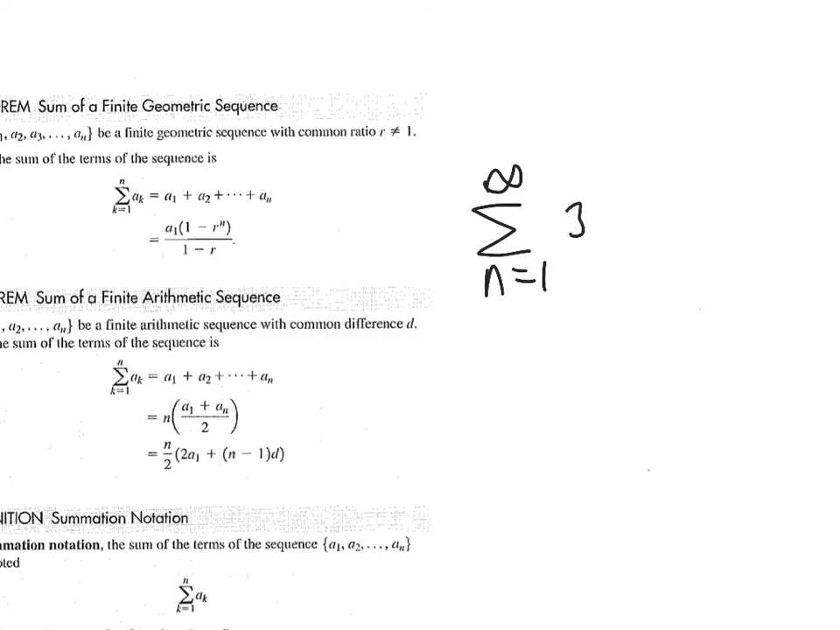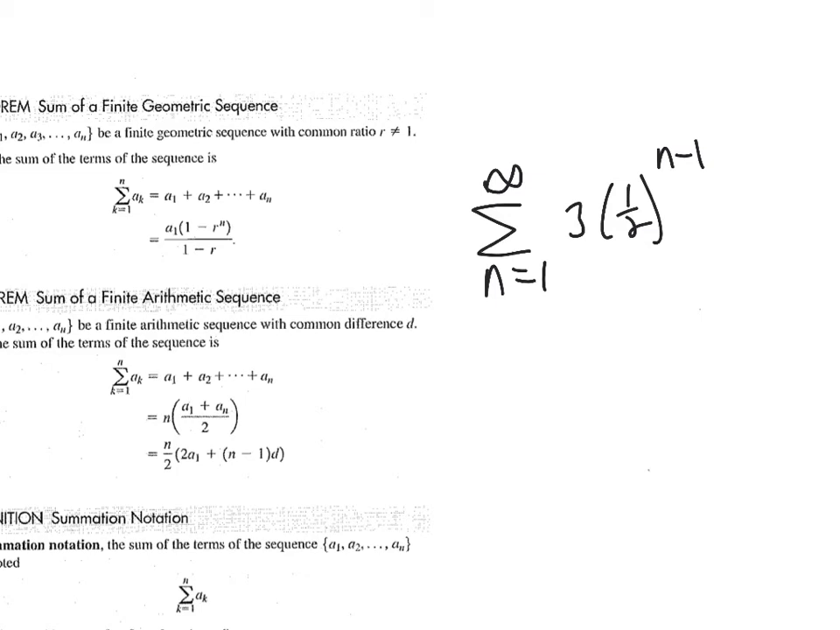3 times 1/2 raised to the n minus 1. Well, let's see. I don't know what kind of sequence this is. You probably know it's a geometric since I'm talking about it. But what are some features about this that let me know it's going to have a sum?